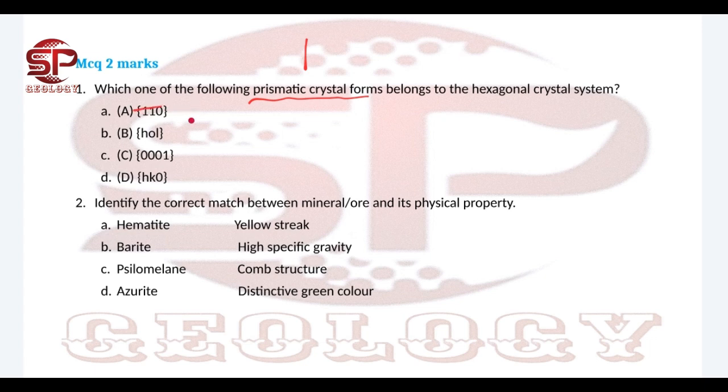Here actually the symbol is given: 2 bar 1 knot. Here H knot, H bar L. See the symbol here, 2 bar 1 knot. So here this C axis is not intersecting any faces. So this will be a prismatic crystal.